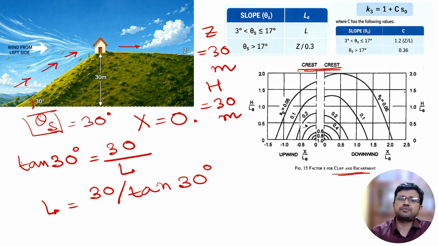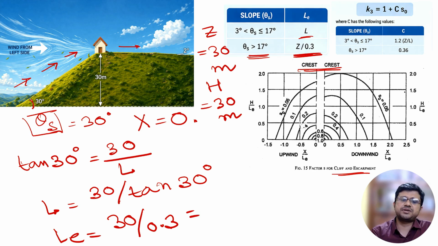Now for our problem, the ground slope is greater than 17 degree. So LE is not L, LE is Z by 0.3. So LE will be equal to, Z is 30 meter, 30 by 0.3. So it will be 100 meter. So LE will be 100 meter.